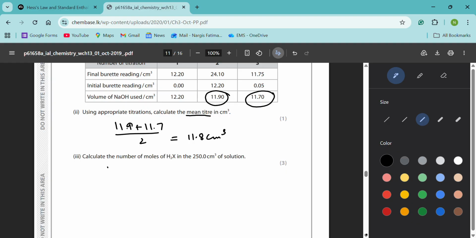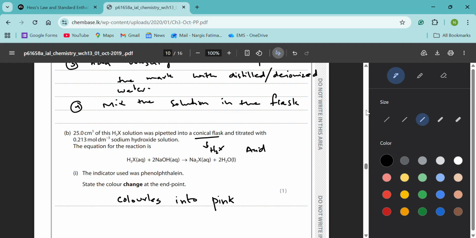Now in the third part you need to calculate the number of moles of H2X in the 250 centimeter cube of the solution. Now you need to find the number of moles of acid. For that you need to find the concentration and you must have the volume. Okay, then you can find the number of moles of acid. Now look at the start of the question. They have given you the concentration of sodium hydroxide, and you have the volume of acid.